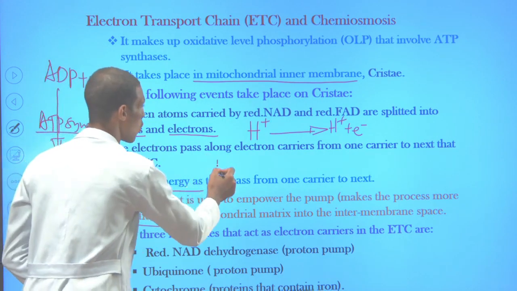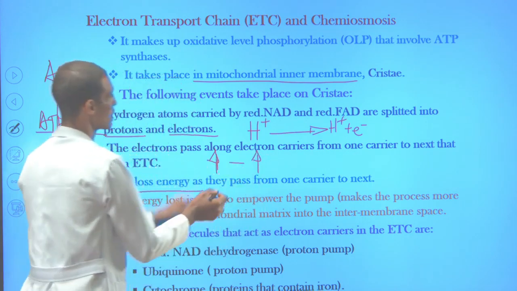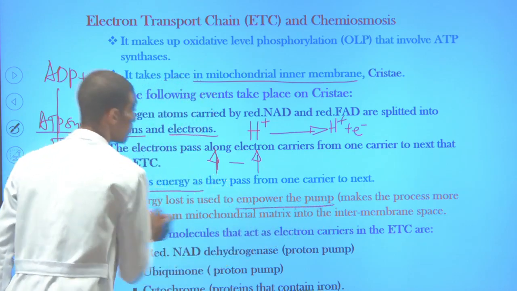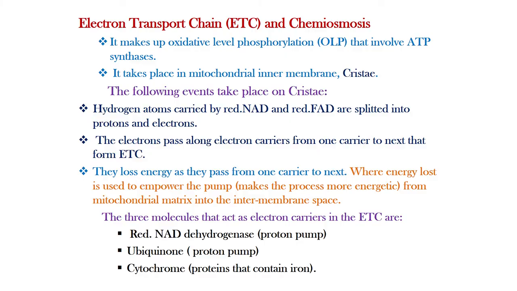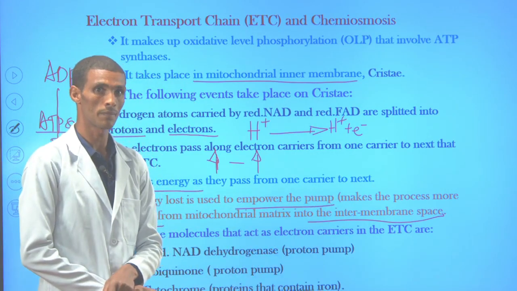When they are jumping from one carrier to another, there is a loss of energy. Energy loss is very important in powering the system, enabling the electrons to jump from one step to another, and enabling the process to accumulate protons in the mitochondrial inner membrane space.